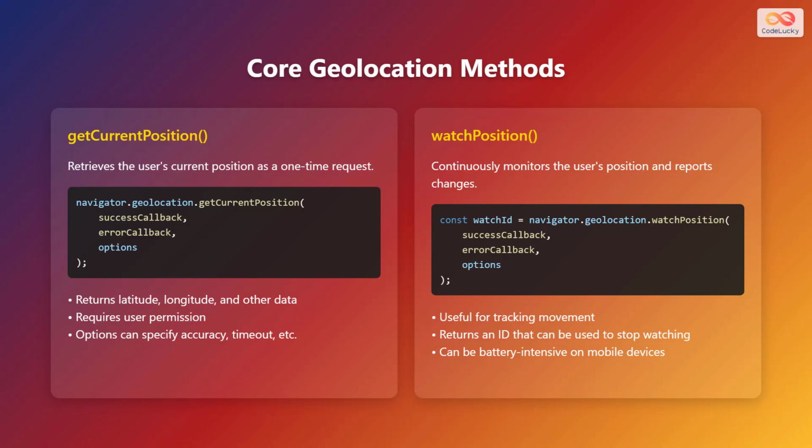Another method is watchPosition. This method continuously monitors the user's position and reports any changes. The syntax is navigator.geolocation.watchPosition, which also takes the same three arguments: success callback, error callback, and an options object. It is useful for tracking movement and returns an ID that can be used to stop watching the position. However, note that this method can be battery-intensive on mobile devices.